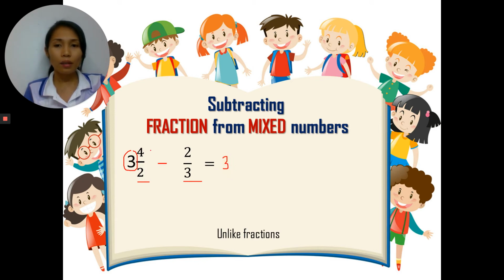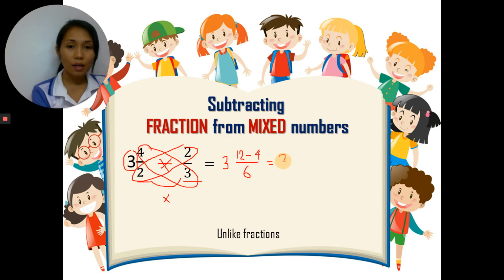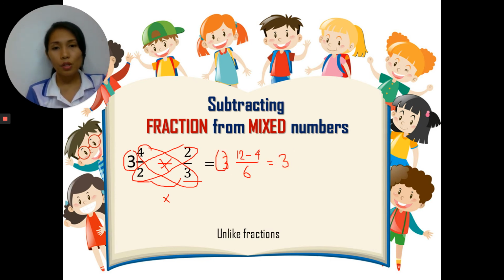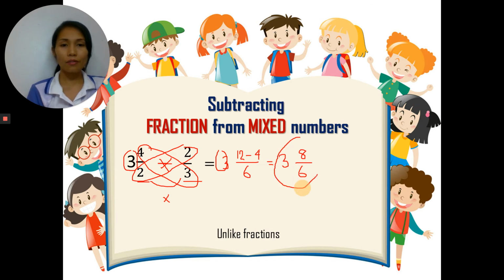Separate the 3. Now let's cross multiply. The denominator is 2 times 3 equals 6. Now 4 times 3 equals 12. Now minus, because we're subtracting, 2 times 2 equals 4. Now let's do the math. Copy the whole number. 12 minus 4 equals 8. Denominator 6. Now, is that our final answer?